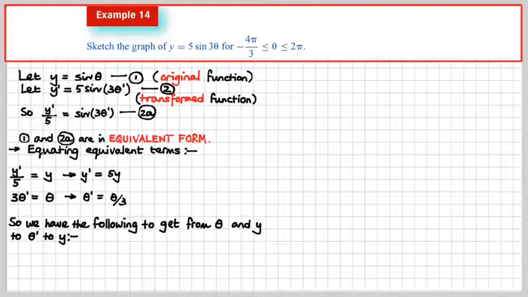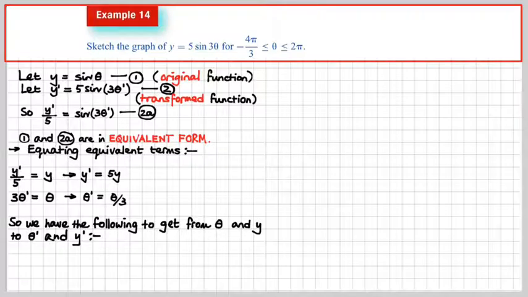So basically we have the following to get from theta and y to theta dashed and y dashed. Oh, I just fixed up a little typo there. Sorry about that. Right, that reads correctly now. Okay? Now, what have we got?